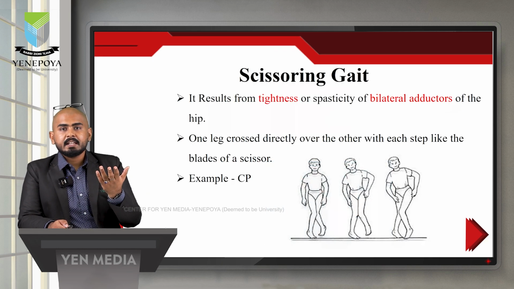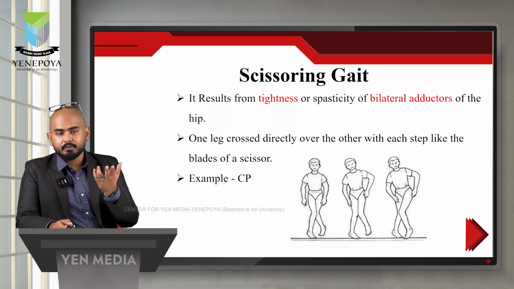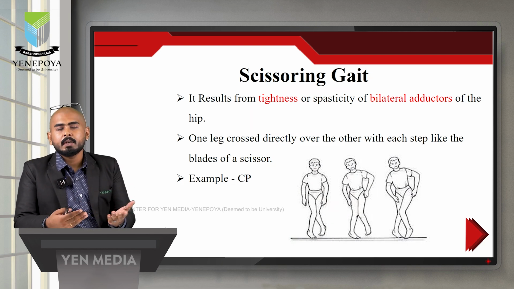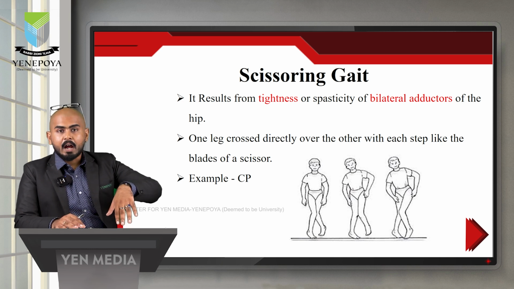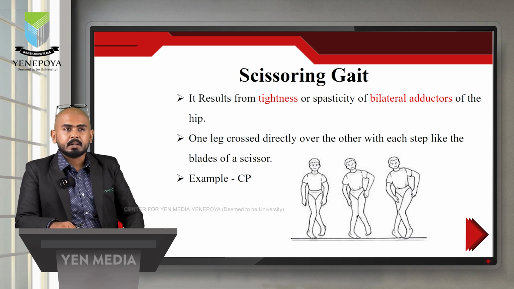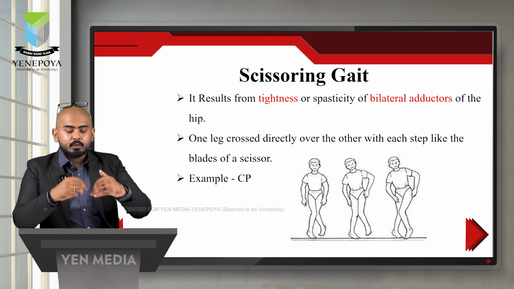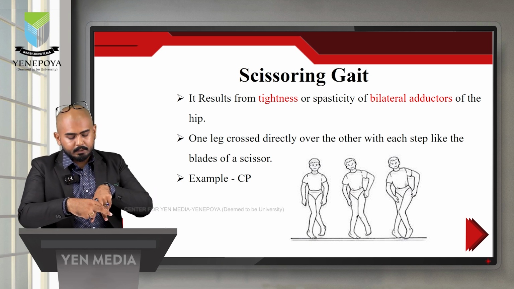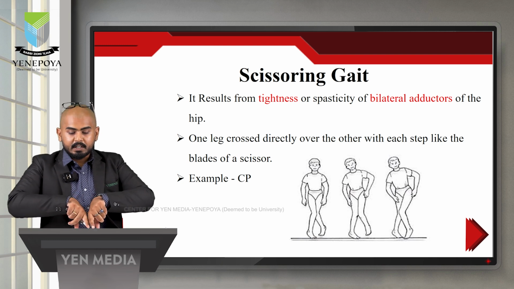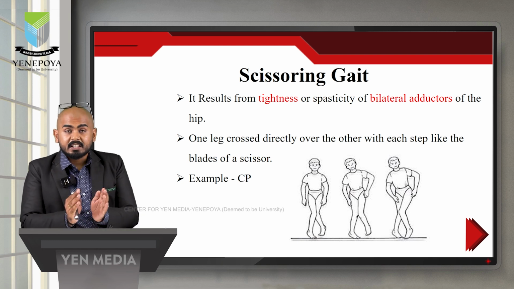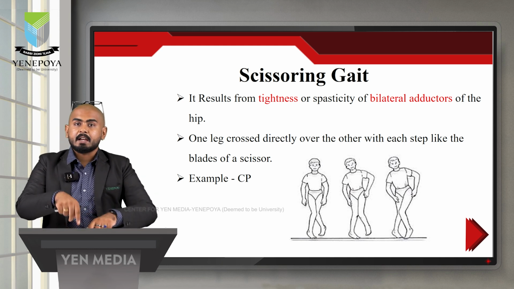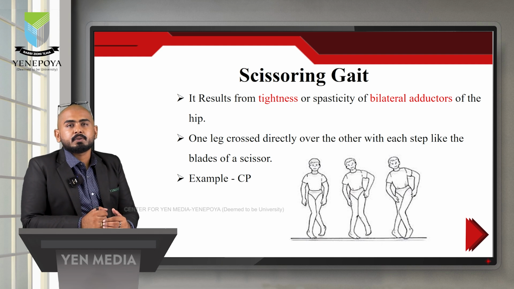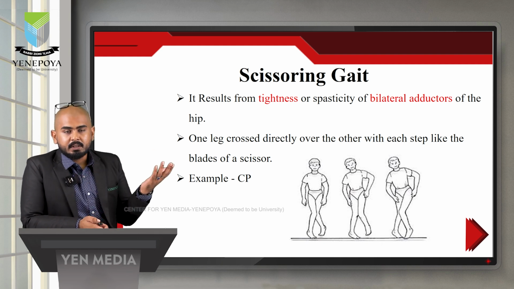Coming to scissoring gait. Scissoring gait is a representation of the blades of a scissor, where our lower limbs mimic the blades of a scissor. How exactly does it work? Our adductor muscles are the muscles on the inside of our thigh. When those muscles become super tight, they tend to stick the thighs and knees together, keeping the legs away. So it becomes like the blades of a scissor. Patients walk in such a pattern, as you can see in the representation on the slide. It is usually seen in patients with cerebral palsy.